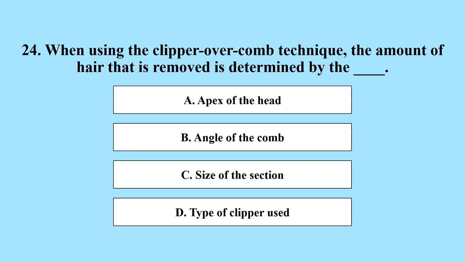When using the clipper over comb technique, the amount of hair that is removed is determined by the apex of the head, angle of the comb, size of the section, type of clipper used.